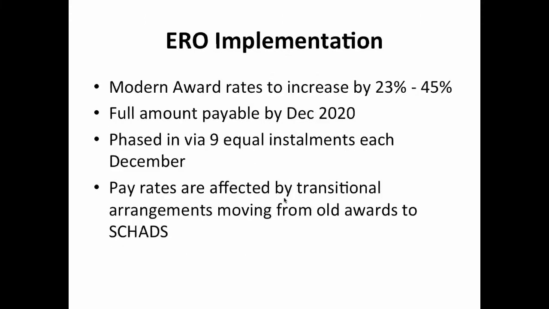In terms of the equal remuneration order implementation, the modern award rates increase by 23 to 45%, and the full amount becomes payable in December 2020. Now, those instalments are phased in 9 equal instalments, with one instalment being paid each December. And the pay rates are affected by transitional arrangements moving from your old award to the SCHADS award, and we'll look at that more closely.